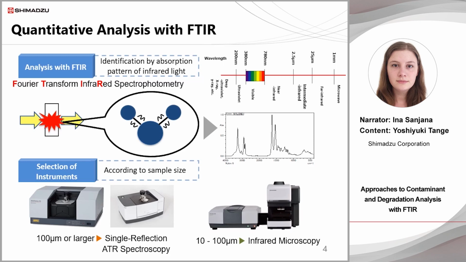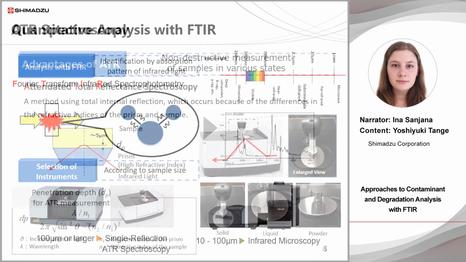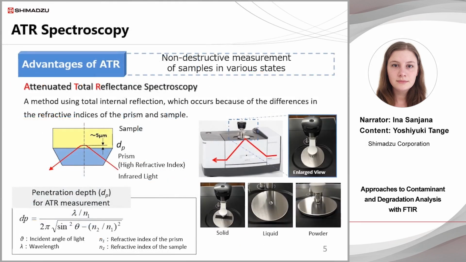Next, we need to select an instrument according to the size of the sample. If the sample size is 100 micrometers or larger, then single reflection ATR spectroscopy is suitable. Infrared microscopy is used when the sample size is between 10 and 100 micrometers. ATR spectroscopy makes qualitative analysis easier.